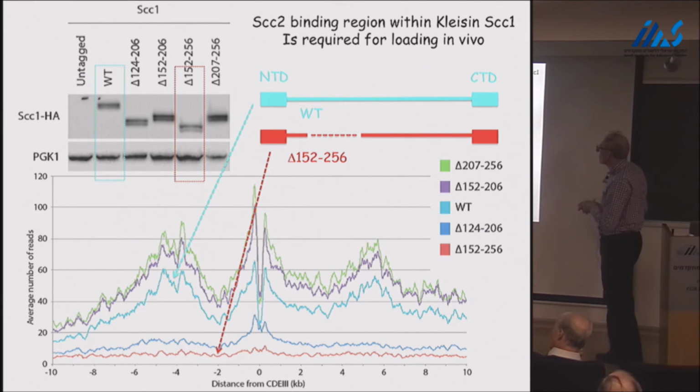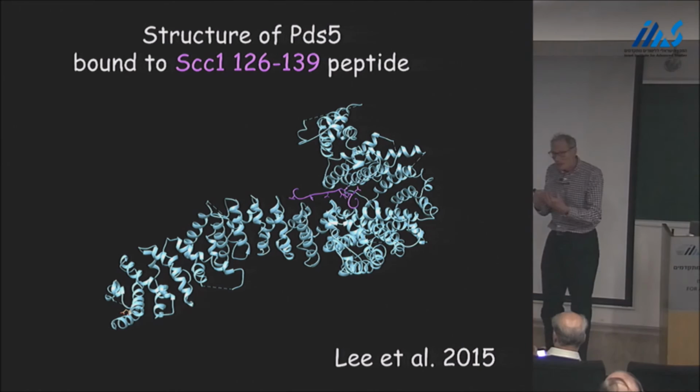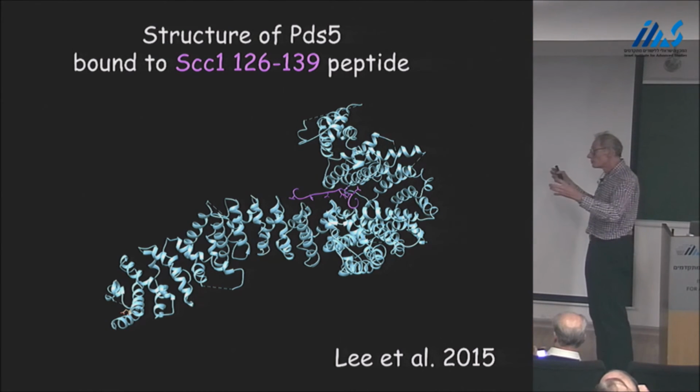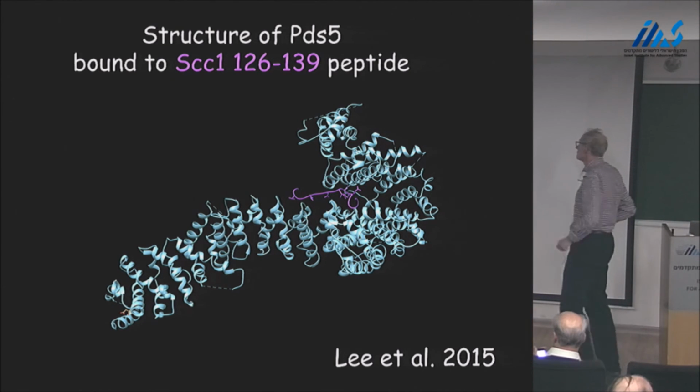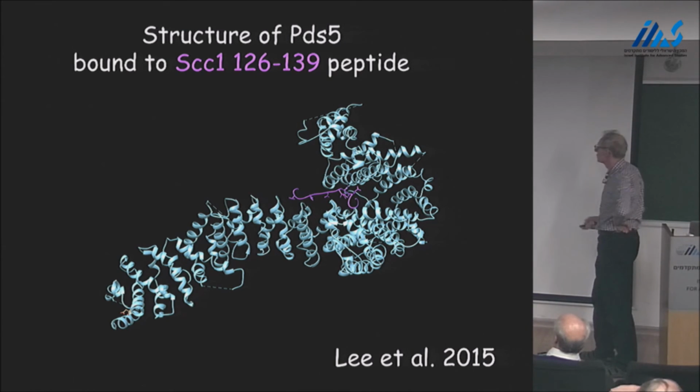So a key point of this would be that the region where we think SSE2 is coming in and binding should be necessary for loading. And here is a deletion that we've made recently. Here's a wild type where you get the loading, and here's this deletion. It forms perfectly nice protein, and you can see that it can't load onto chromosomes. So we believe that our work, together with Hung-Tao's work, has led to this idea of SSE2 having to displace PDS5 from the cohesin transiently during the loading reaction, and possibly also during translocation.